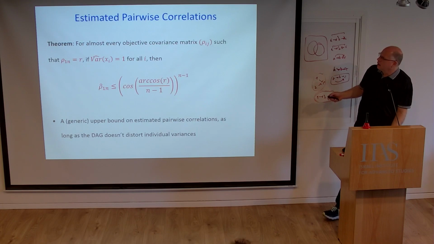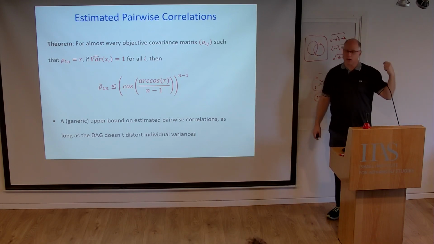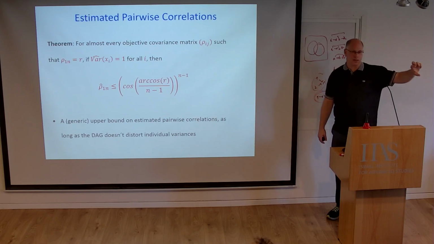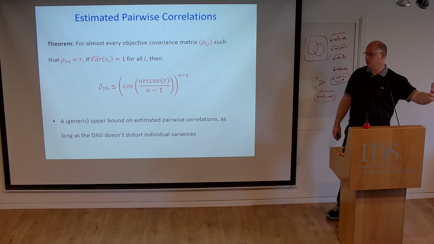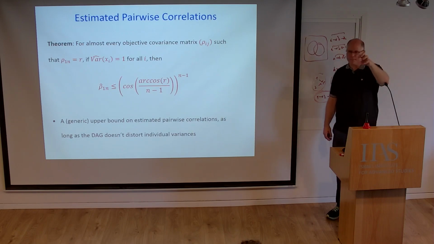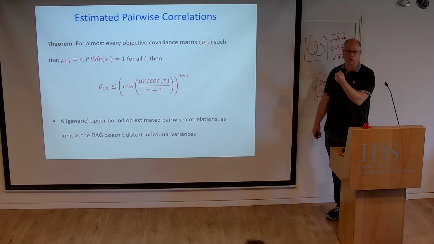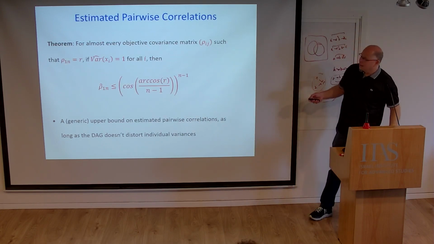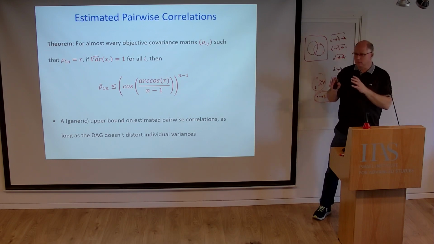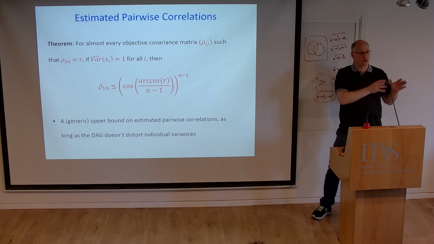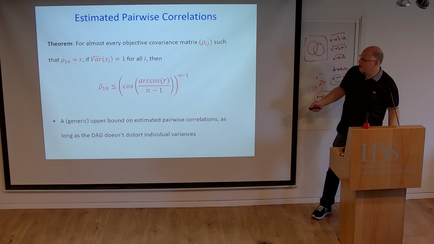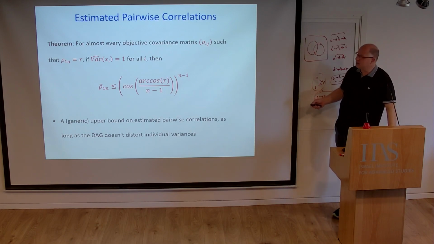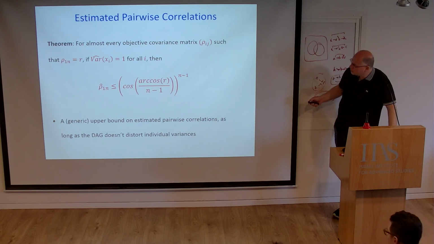What does it say? Give me a true correlation matrix, such that the true correlation between 1 and n is r. Now fit the wrong DAG to this distribution. You're getting an estimate of r. That estimate predicts certain correlations. But it also predicts marginals. If the DAG does not distort the marginals, because it doesn't distort the variances of the individual variables, then this is the maximum estimated correlation that you can get. You can see that there is n and r going in here. I'll explain this formula in a moment.